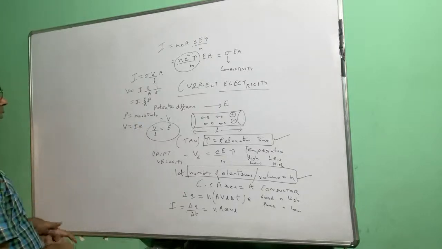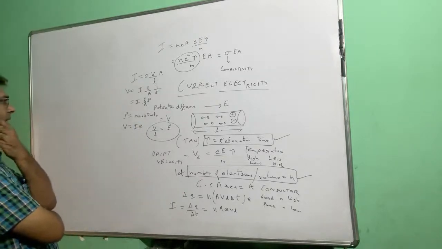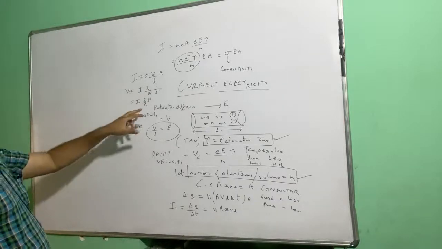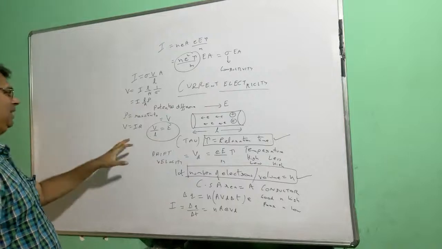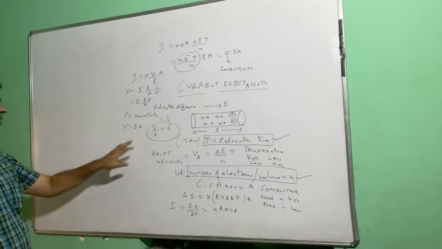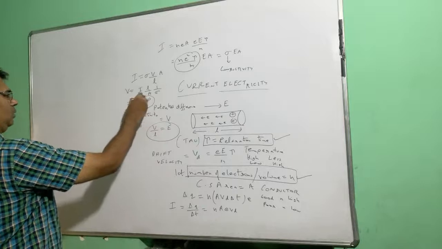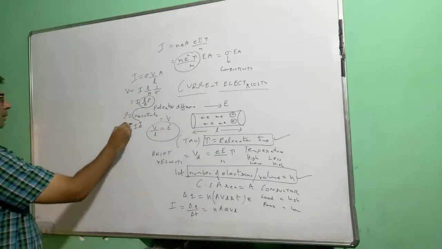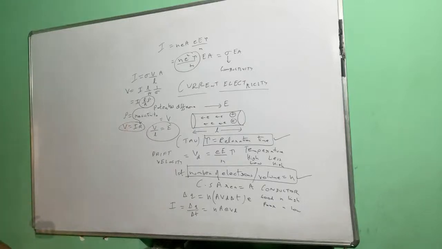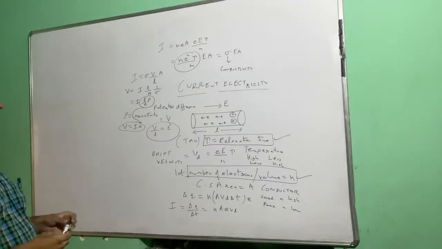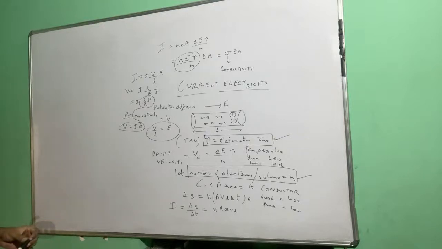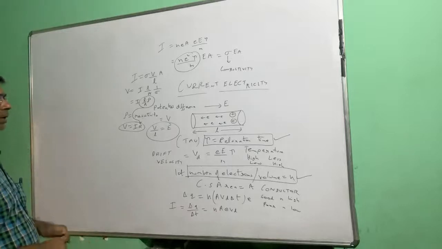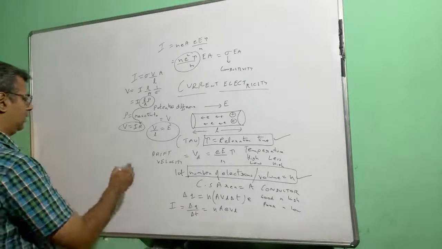So V is equal to capital I into R. So rho L by A is actually called resistance, right? So rho into L by A, this is called resistance. So you have the proof of Ohm's law. So this is the proof of Ohm's law, right? Okay, so this is a very important part of the chapter current electricity which we have done today.